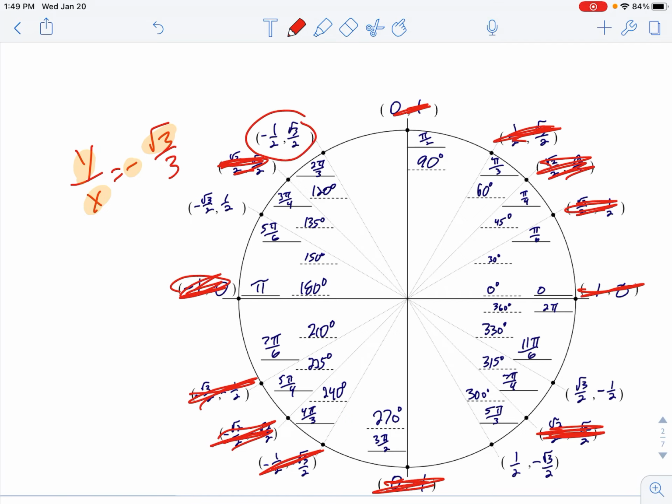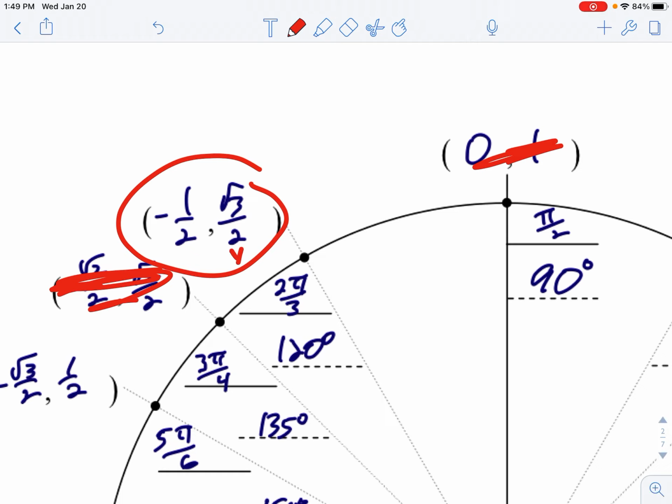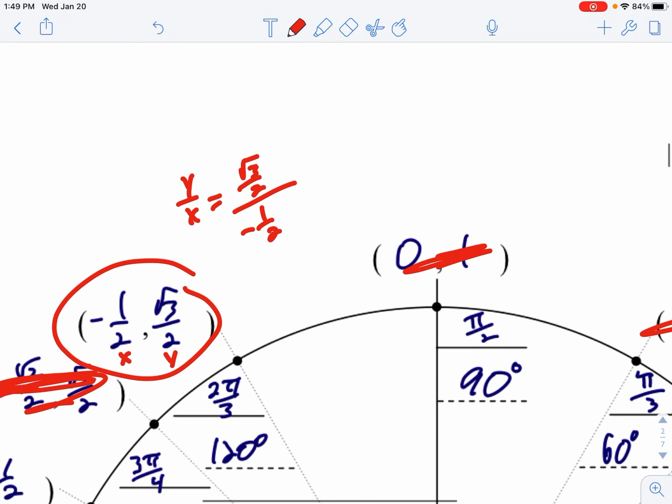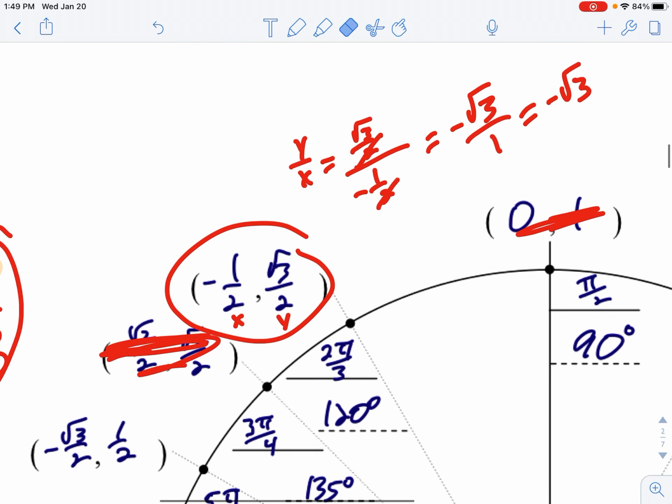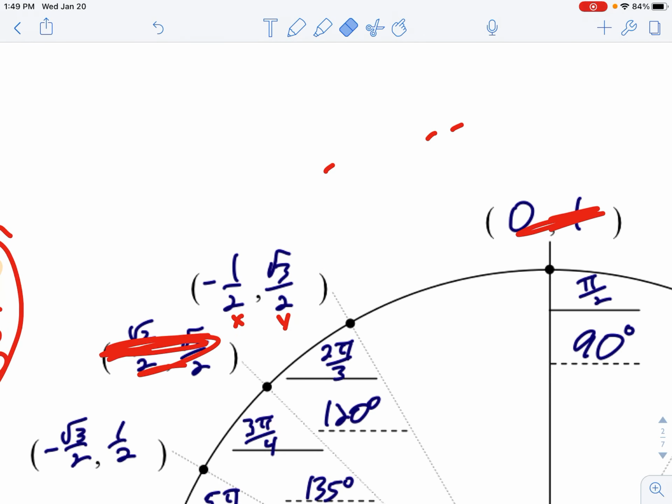So let's take this first one. Y divided by x is going to be square root of 3 over 2 divided by negative 1/2. Remember a minute ago I talked about canceling, how a half cancels with a half, and that gives me negative square root of 3 over 1, or negative square root of 3. Is that what I'm looking for? No. I want negative square root of 3 over 3. So that didn't work. Scribble that out.